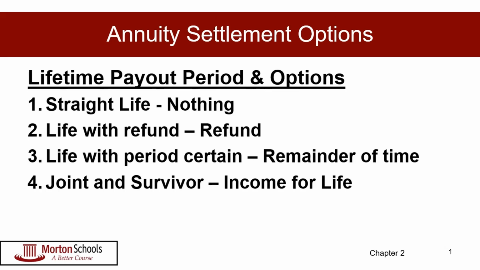To review, what happens for the beneficiary? With straight life, the beneficiary gets nothing. With life with a refund, the beneficiary gets a refund of what's left over. With life with a period certain, the beneficiary gets the remainder of a guaranteed period of time. And with joint and survivor, the beneficiary gets income for life.